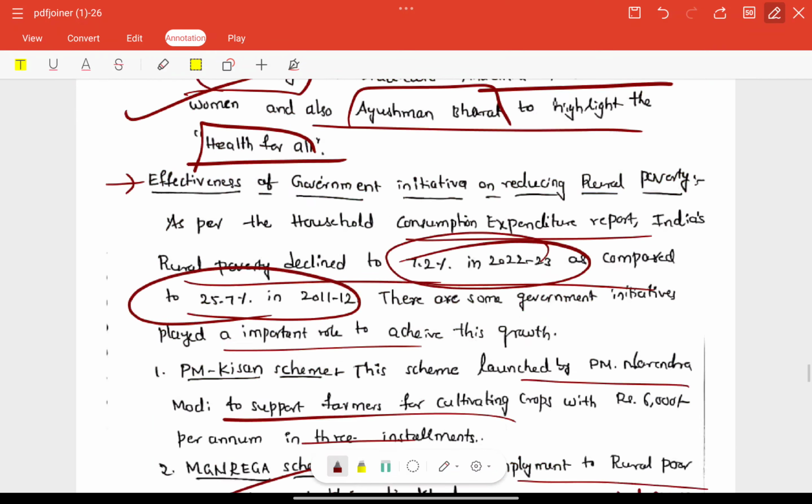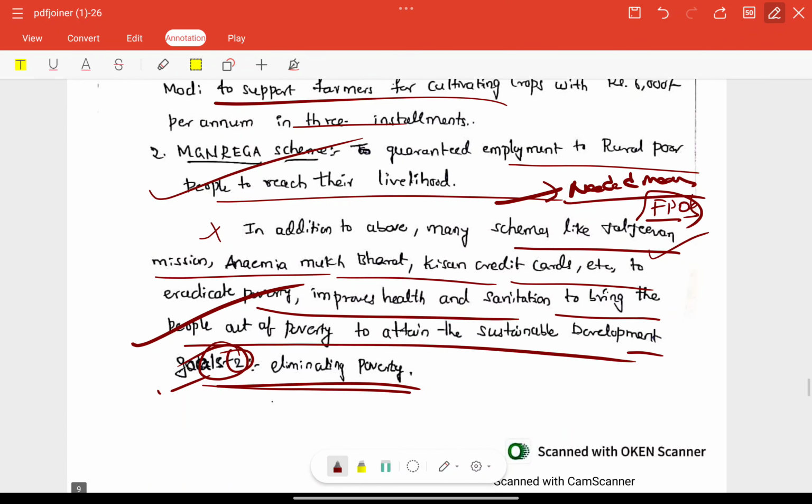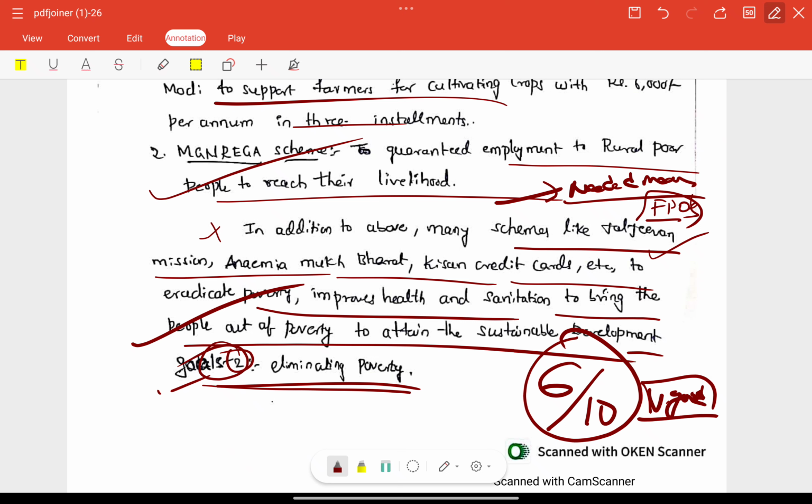On the whole, for this answer we can give 6 out of 10 marks. Very good. Good connectivity and flow was there. According to the keywords mentioned and the demand of the question, you have addressed all the keywords.